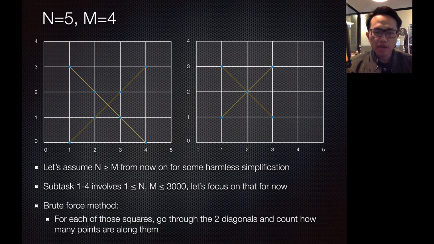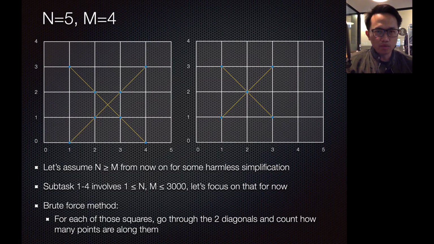And notice that subtasks 1 and 4 involve n and m always less than or equal to 3000. So let's focus on that for now. You'll see why it's a great, useful simplification later. So now we're ready to implement the brute force method.